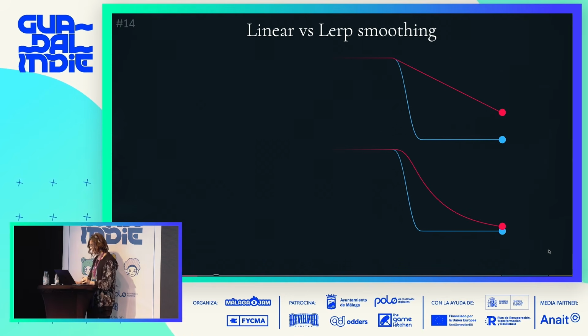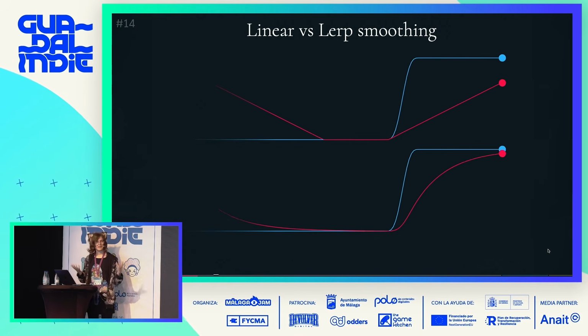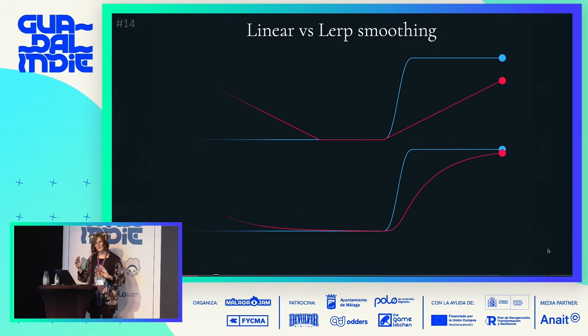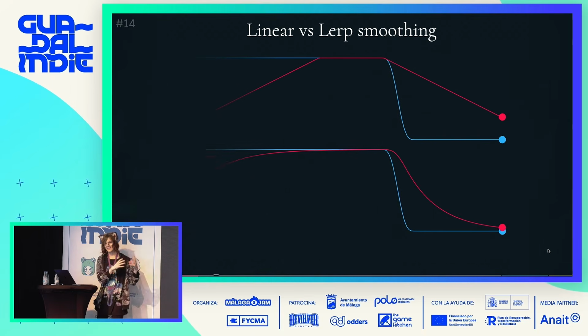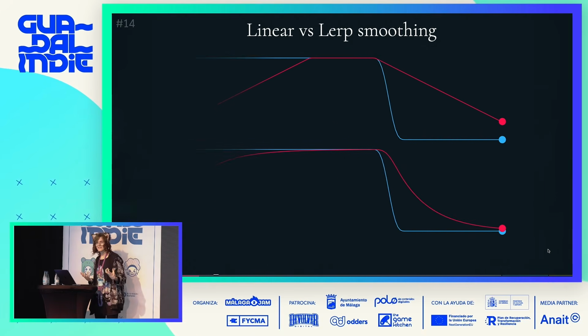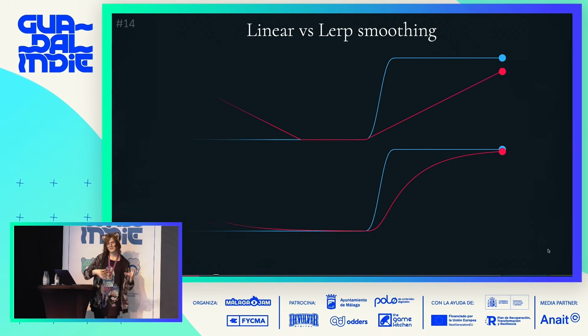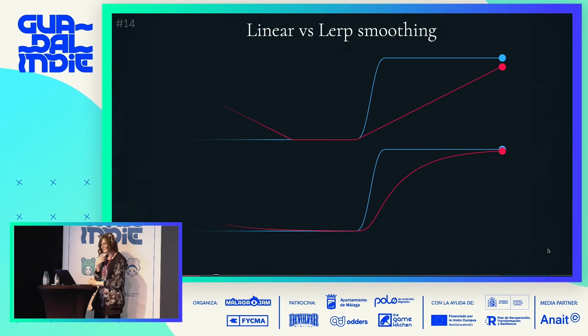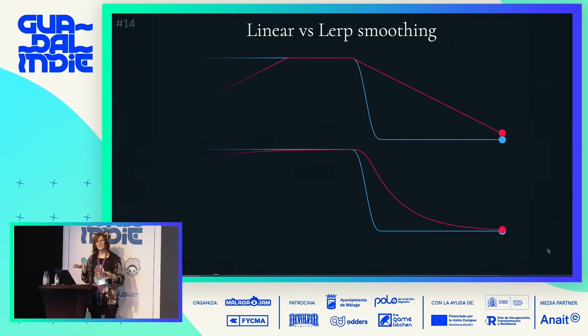OK, but this talk was about Lerp smoothing. It's not about linear motion. With linear motion, you get this very robotic, consistent speed, which might be what you want in some cases. If you want to make a robotic arm animation or whatever, that is what you want. But in our case, we want something that looks a little bit more smooth.